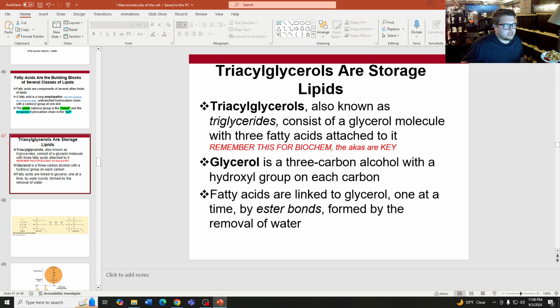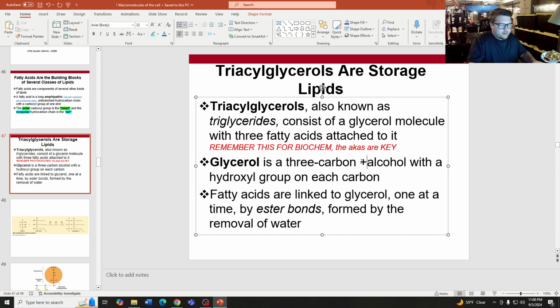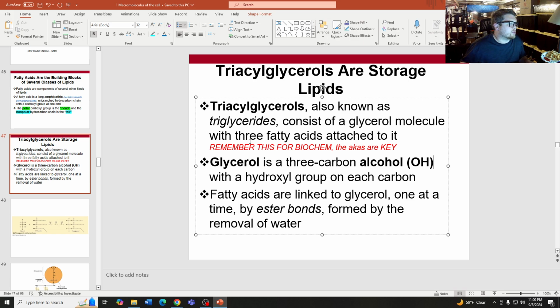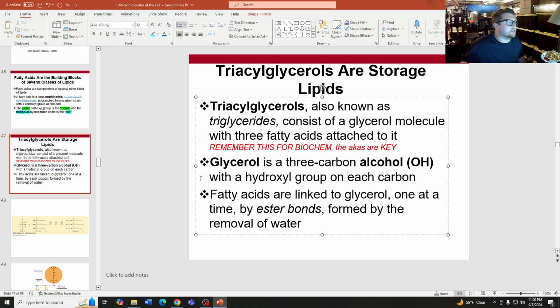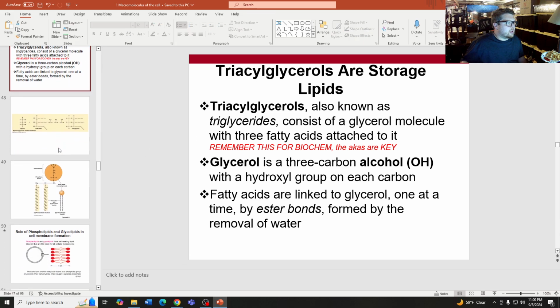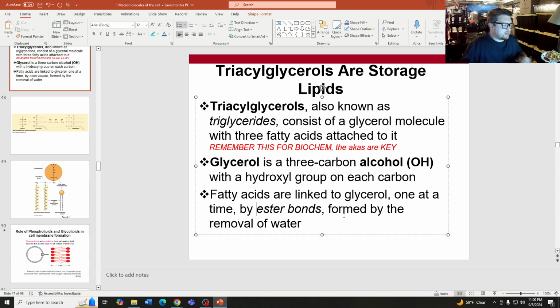Triacylglycerols, also known as triglycerides, already mentioned that, have the glycerol molecule with 3 fatty acids attached to it. Glycerol is a 3-carbon alcohol with a hydroxyl group on each carbon. Whenever we see the word alcohol, think OH. Our hydroxyl, OH, is our alcohol. So that hydroxyl group on each of those carbons. Fatty acids are linked to glycerol, one at a time, by these special bonds called ester bonds.